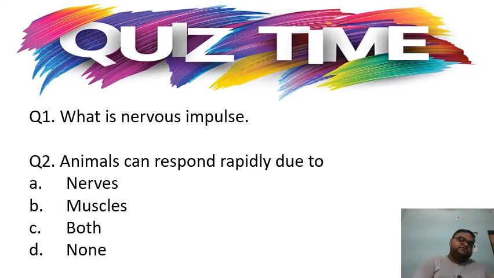Yes? So the answer will be both. Okay, students? The answer will be both. There needs to be a functional integration of nerve and the muscles. Okay, students? Right. Let's move ahead.